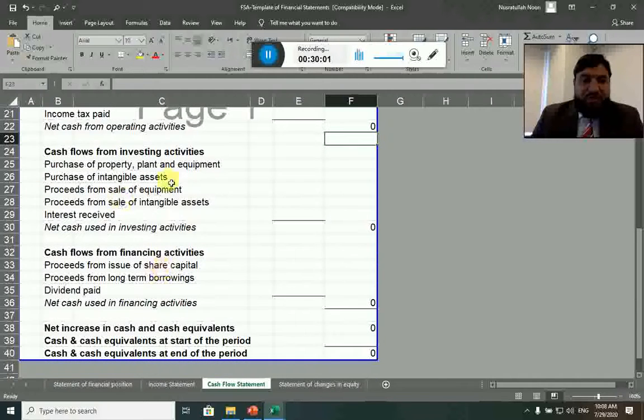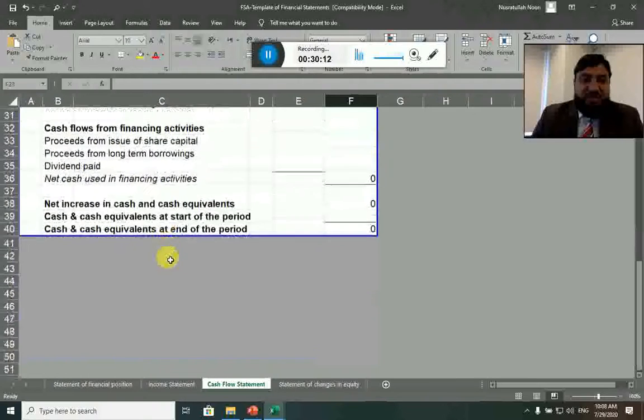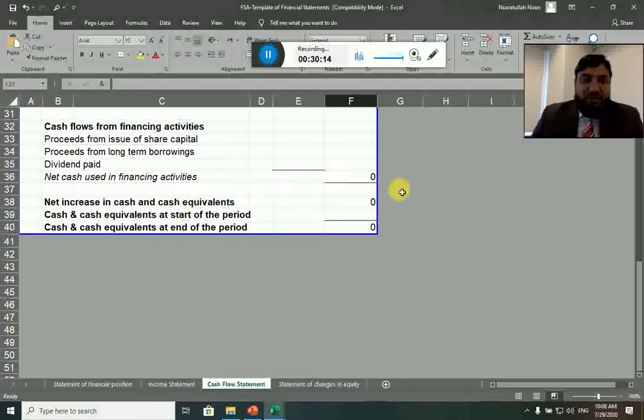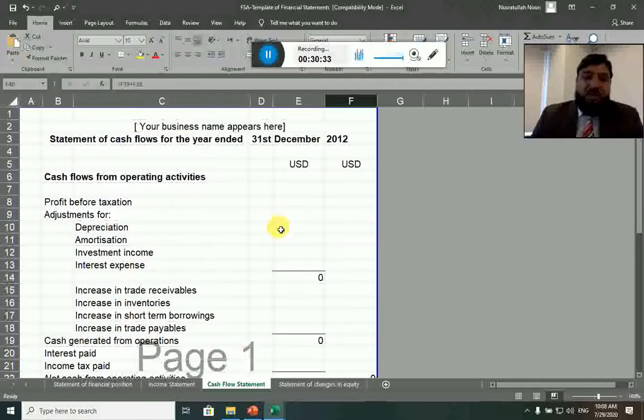Then we have cash flow from investing activities. Here we have purchase of equipment, purchase of intangible assets, proceeds from sales of equipment, all this. Then financing activities are here. Then at the end the net effect is shown, net increase in cash equivalents, all of them are added. Then cash equivalent at the start of the period and at the end of the period, so both of them are added and you have the cash. Now this cash is reported in the balance sheet. This is how a cash flow statement is prepared. We discussed that in previous lectures.